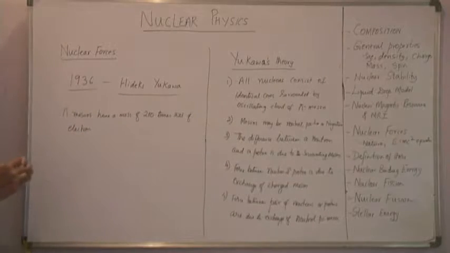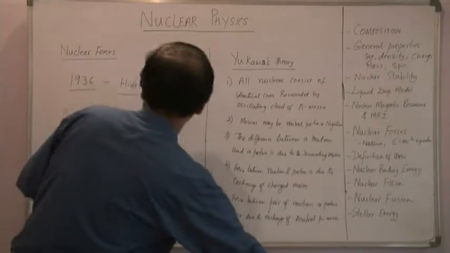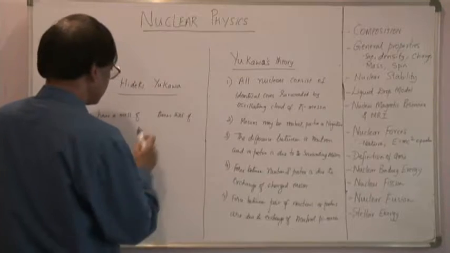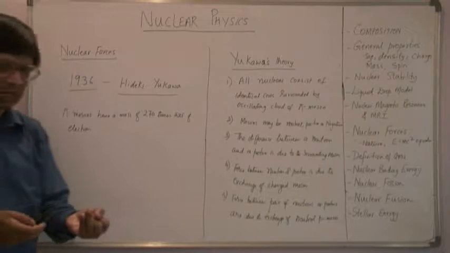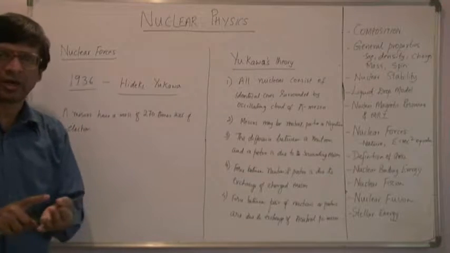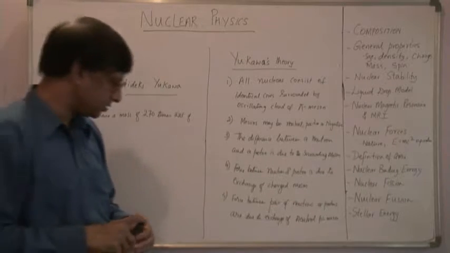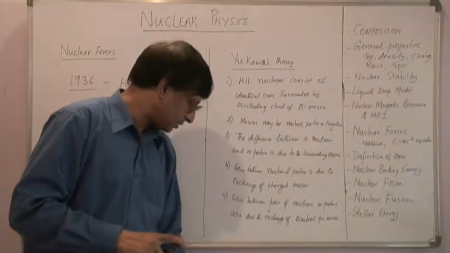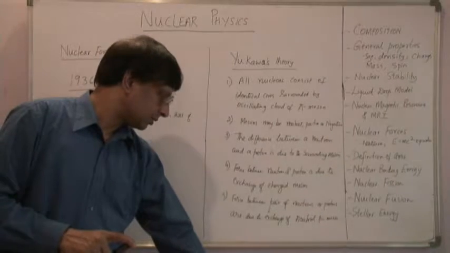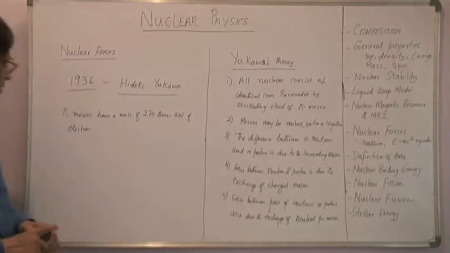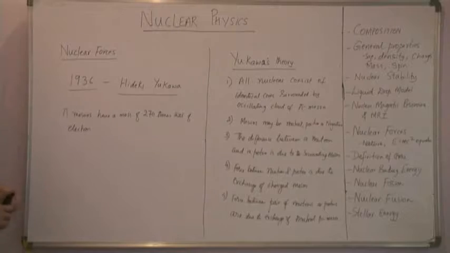So the pi mesons are around 200 times heavier than the electron, and then I think it should be around 270. So 270 times that of an electron, and pi mesons can be of three types: neutral, negative, and positive. They are represented by pi plus, pi minus, and pi zero. So we call them neutral pi meson, positive pi meson, and negative pi meson. With this, let us now go over Yukawa's theory to account for nuclear forces.